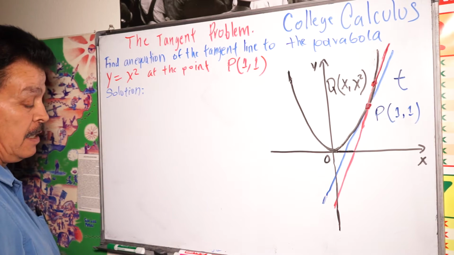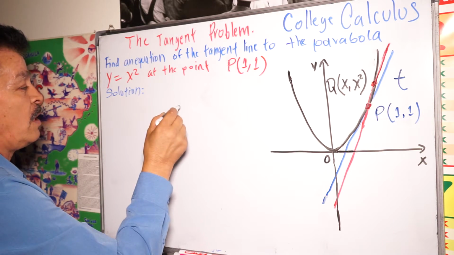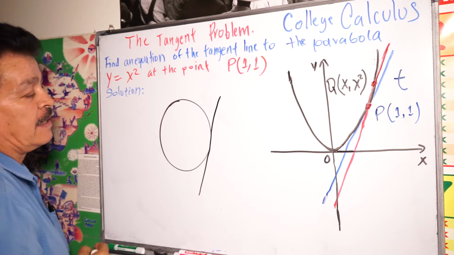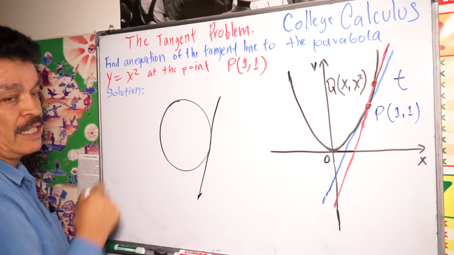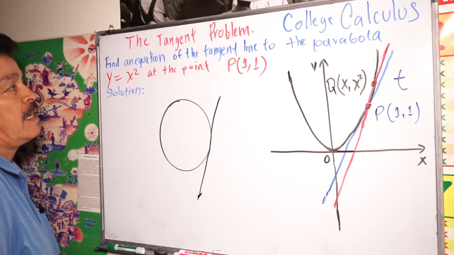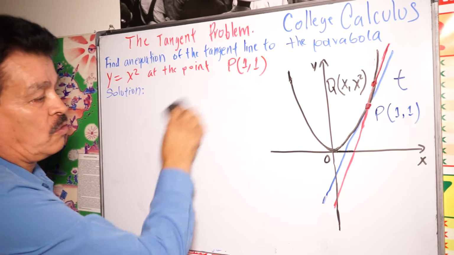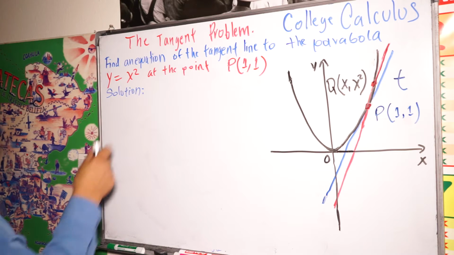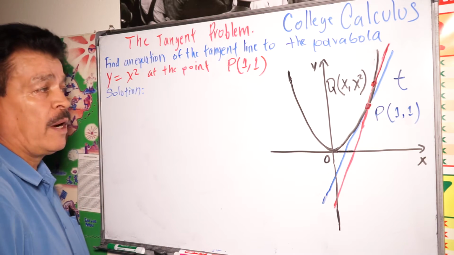Okay. The tangent problem is what we used to call, when you have a circle like this, the tangent: a line that touches one point of the circle. That's called the tangent problem. But in this case, we have one problem to solve here: y equals x to the second power at the point P(1, 1).